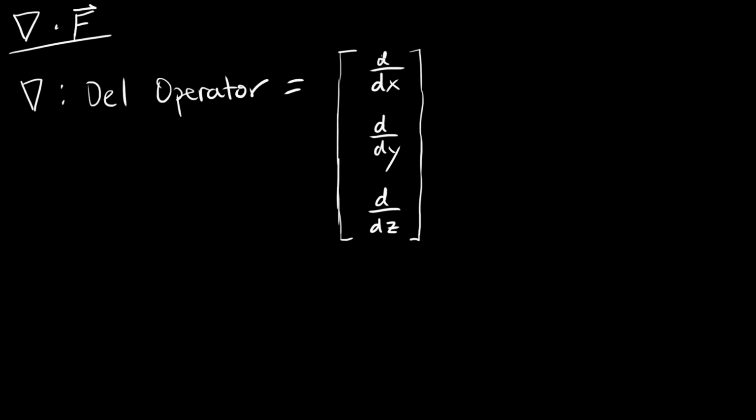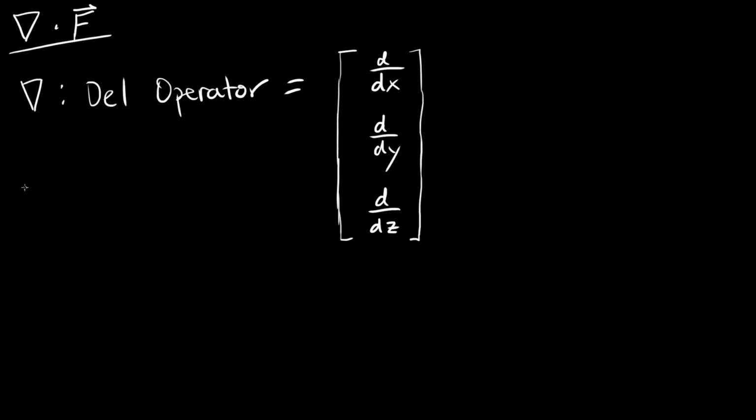Technically, these derivatives will be partial derivatives, so instead of the d looking like this, it will look like this. The reason is because the vector space at each one of these coordinates, the vector function can be described by a combination of x, y, or z.